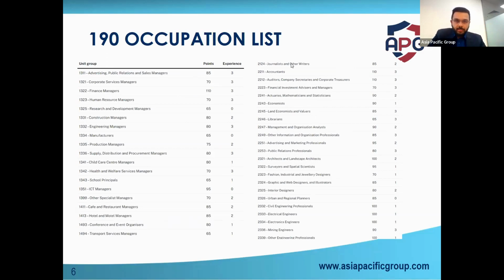Now, when you go to the other side, journalists need 80 plus 5 points, meaning 80 points of your own, and they need 2 years of experience. But again, last year journalists were getting invited at only 80, 85 points as well, without any experience requirements. So they were already in a very comfortable spot. So they lost quite a bit over here. Accountants and auditors again at 100 points and 3 years. I think this is not a surprise for anyone at this point. We all pretty much knew that this could happen, and this did happen.